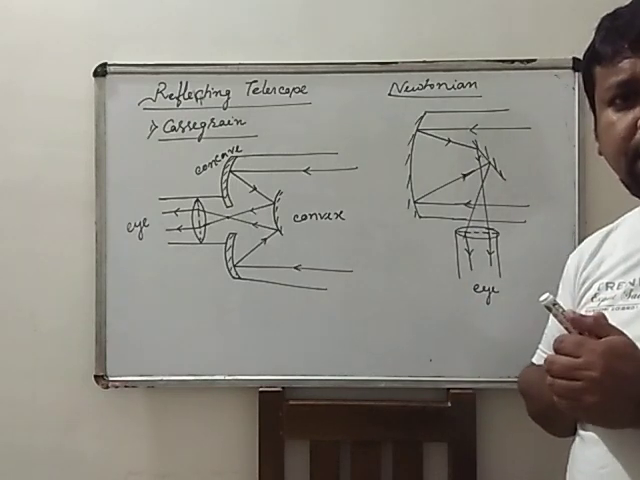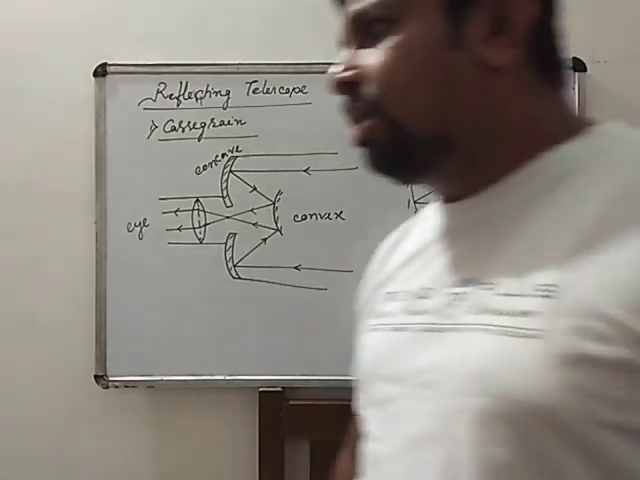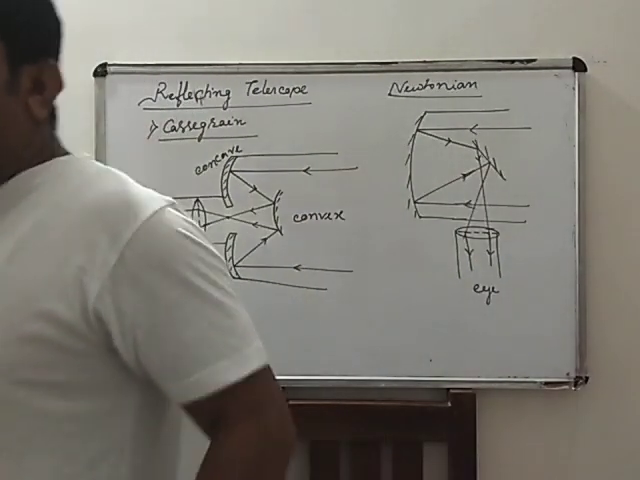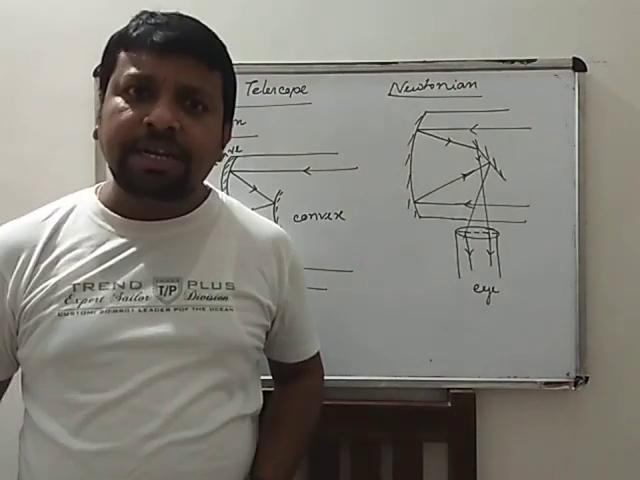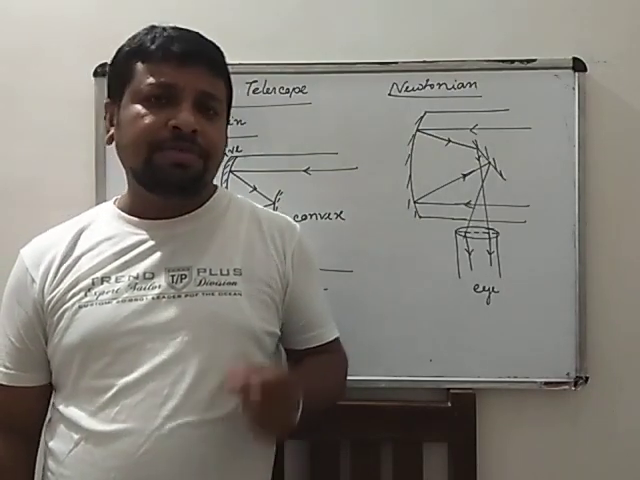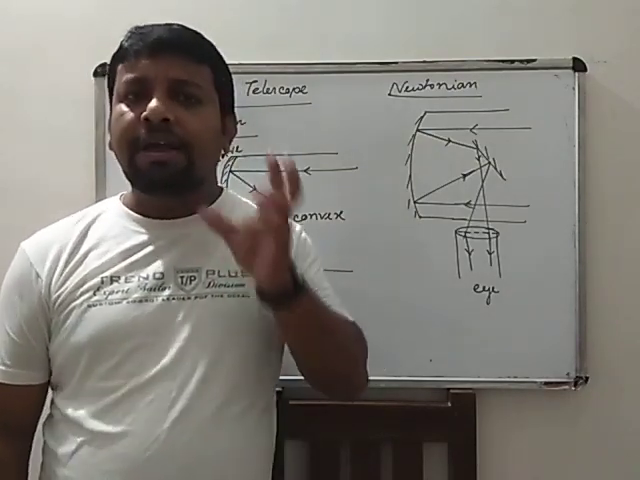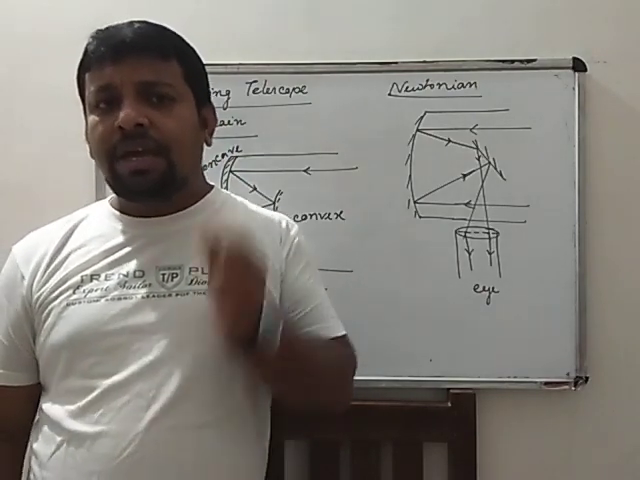What is the main consideration of an astronomical telescope? The main consideration of an astronomical telescope is light gathering power and resolving power.